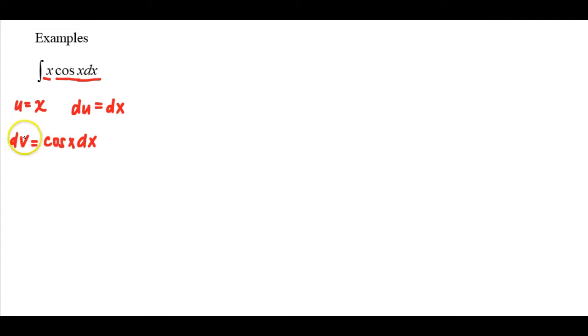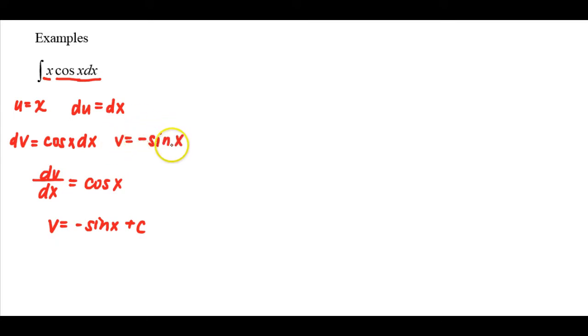So if I have dv, in order to get back to the original function, I would have to integrate. So what I can think about this as, this is a differential equation. You don't have to write this down, but what we're thinking of is I can divide by the dx. So in other words, dv over dx equals cosine x. So if I wanted to solve this, this is a differential equation. So v is negative sine x and then plus c. So from right here, we don't need to show this work. What I just need to show is what the v function is. So v is negative sine x.